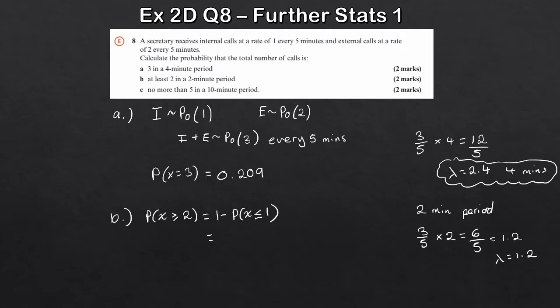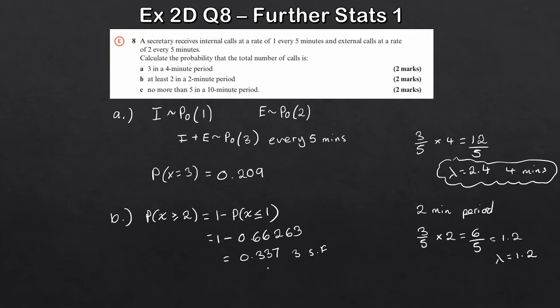And to get this probability, I'm just going to plug it in on my calculator. So it's going to be 1 minus 0.66263. Do this on your calculator, you're going to get 0.337 to 3 significant figures. Okay, so that's part B.